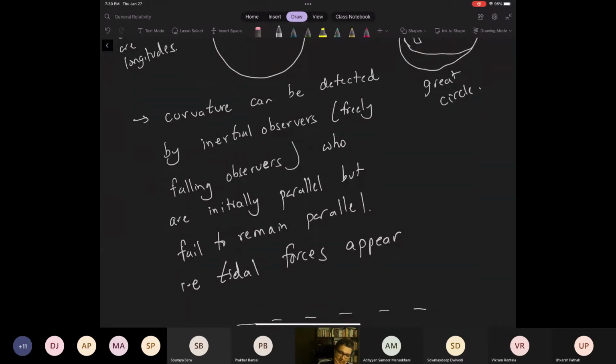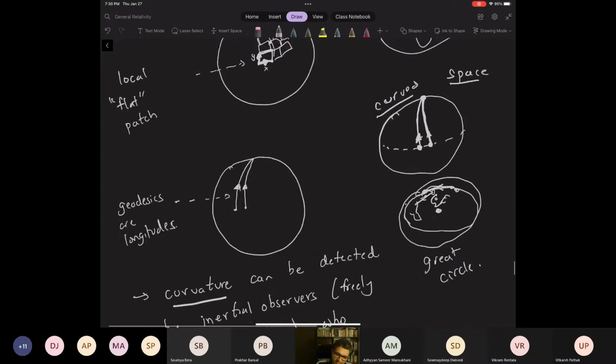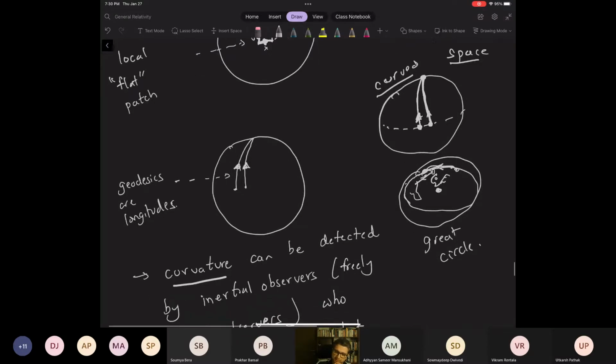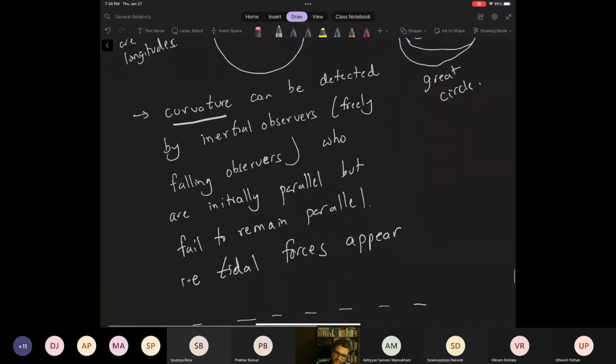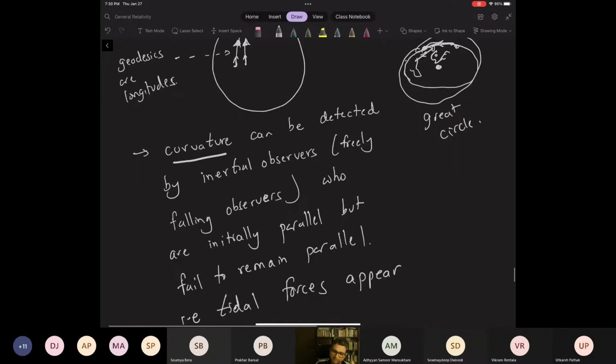And how do you detect this curvature? Well, as we've discussed before, curvature is detected by inertial observers. Inertial observers are the freely falling observers. The freely falling observers are the ones that follow geodesics, or the ones which maximize the space-time interval that they travel between two space-time points. And the fact that these geodesics, which initially start out parallel, no longer remain parallel, that is, they start to converge, is the hallmark of a curved space-time or a non-uniform gravitational field.